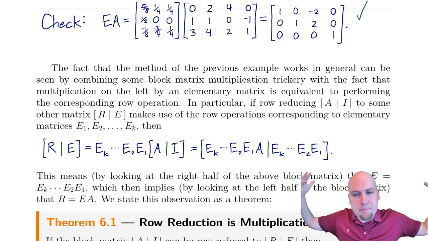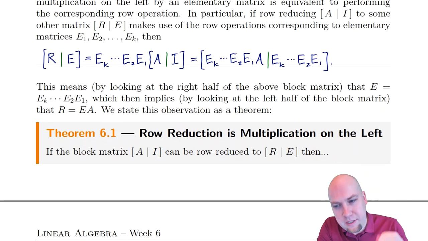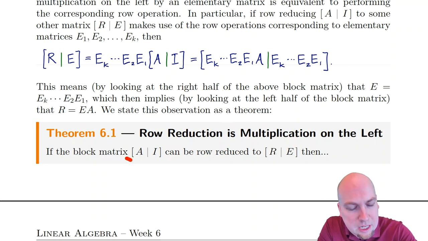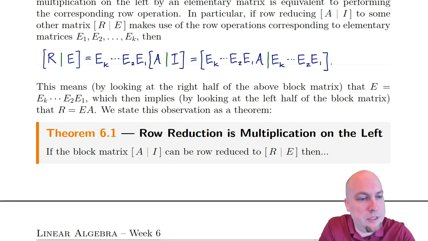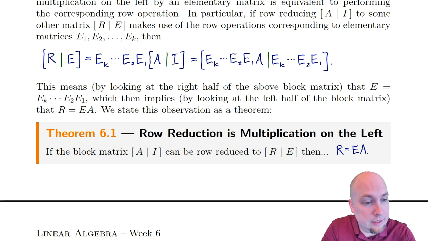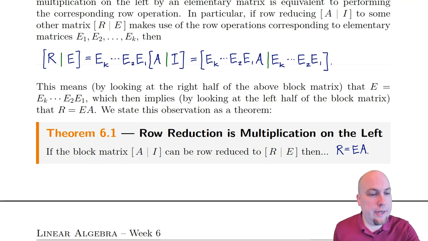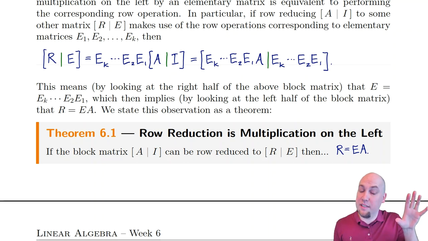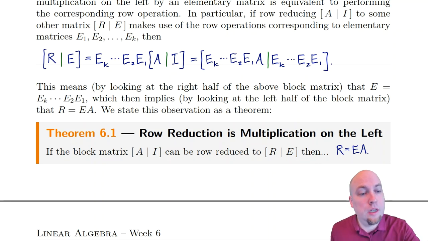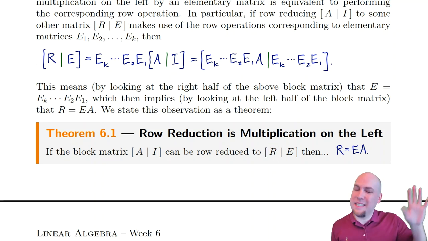All right, so that's a big mouthful, but let's state it as a theorem so that it's a little more concrete and packed together. Here's what we just proved. If the block matrix A, augmented with an identity on the right, can be reduced to some matrix where we call whatever's on the left R and whatever's on the right E, then it must be the case that R equals E times A. You take whatever you got on the right and multiply it by A. Usually the most important case of this theorem is when R is the reduced row echelon form of A, but it doesn't have to be. The theorem is true no matter what you row reduce it to. You don't have to go all the way down to reduced row echelon form, but that's the most interesting case for us.